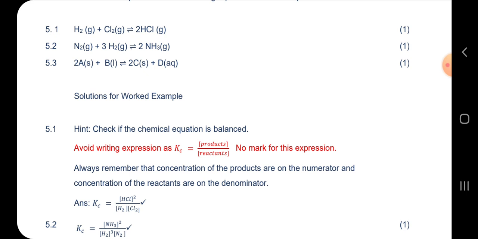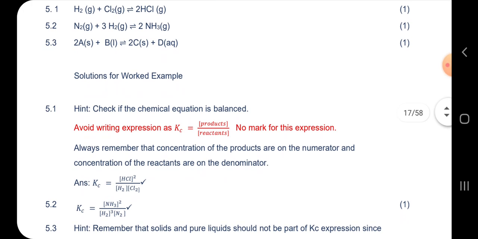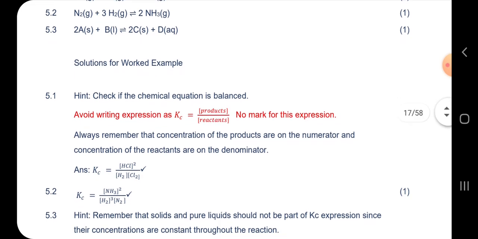It's H2 and Cl2. Okay, the 2 on 5.1 in front of HCl is the coefficient. So if there's a coefficient, you write it as an exponent. But if it's at the bottom, like H2 plus Cl2, you still write them like they were. And then on 5.2, this is how we write the Kc. The product is on top and the reactant is at the bottom. So the coefficient is still an exponent because it applies to both the N and the H. So yeah.